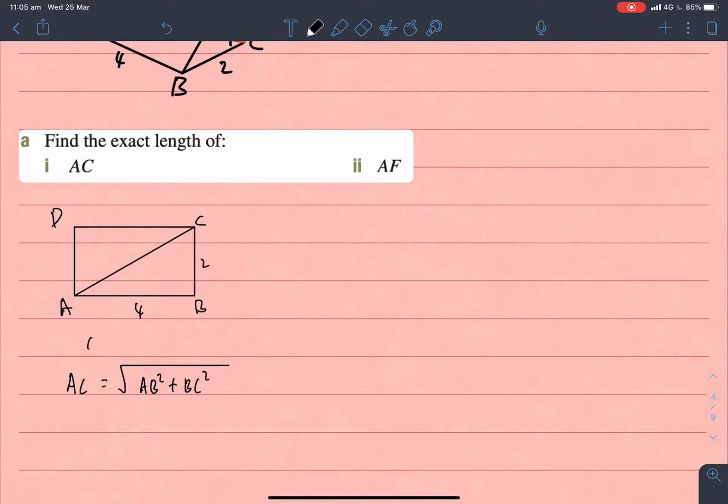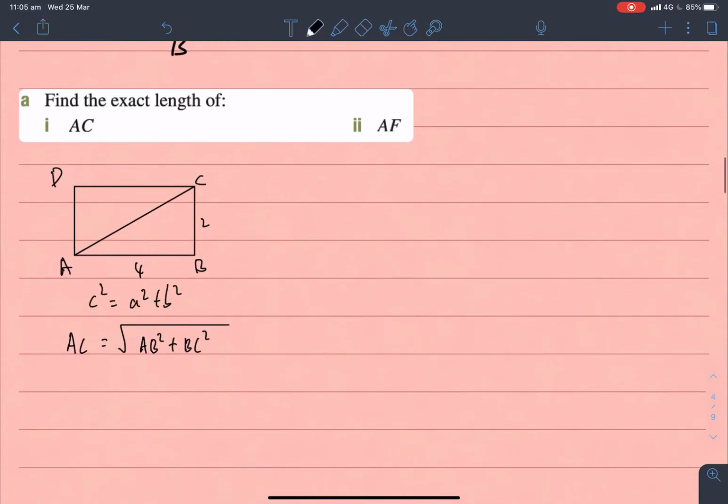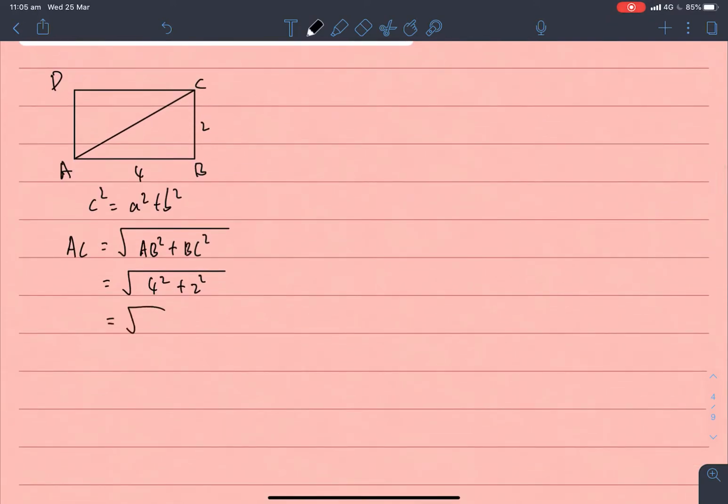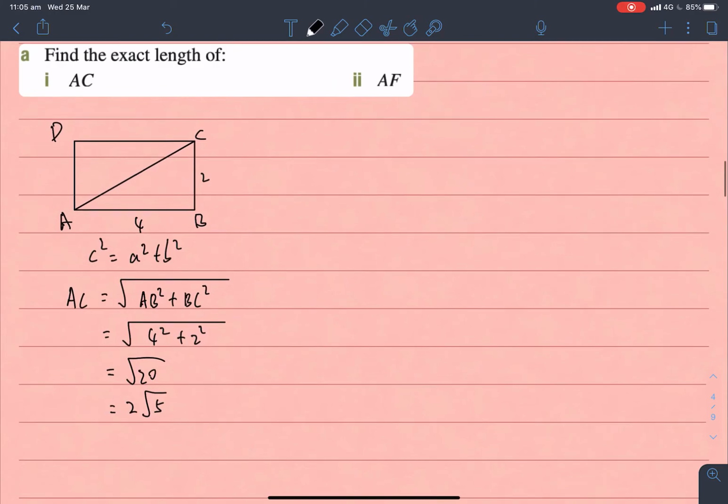Is that right? C squared equals A squared plus B squared, so basically the same. So just put in the values: AB is 4 squared plus 2 squared. So we get the square root of 20, which is 2 square root of 5, you remember from chapter 1. Okay, we found AC, easy.